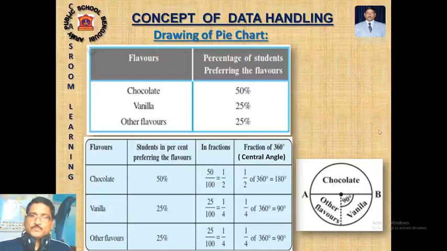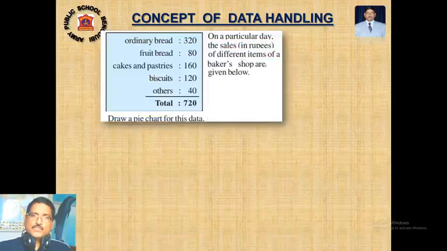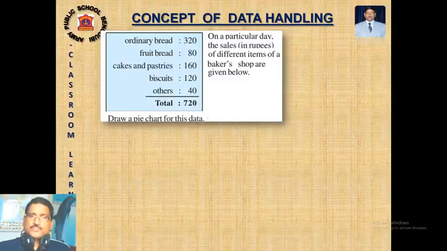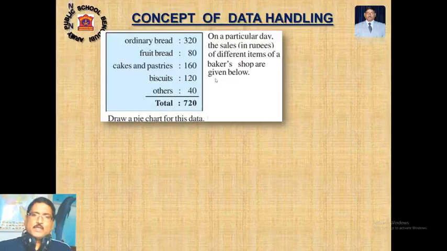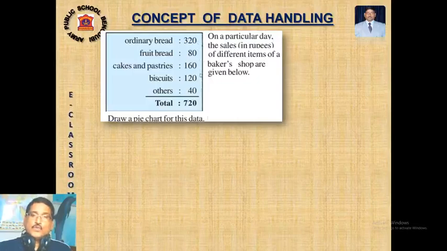Okay. Now next, this question I have taken from your textbook only. Now it will be actually how to draw a pie chart. You see there is a sale, in rupees, of different items of a bakery shop given below. Ordinary bread 320 rupees, fruit bread 80 rupees, cakes and pastries 160 rupees, biscuits 120 rupees, and others 40 rupees. If the total is not given, then you have to add. So the total sale is 720. Now this 720 rupees total and the individual parts, how to show them within a circle? That means we have to construct a pie chart.